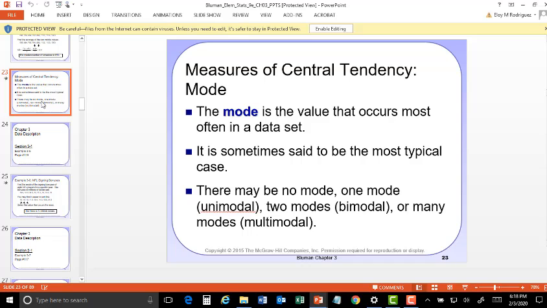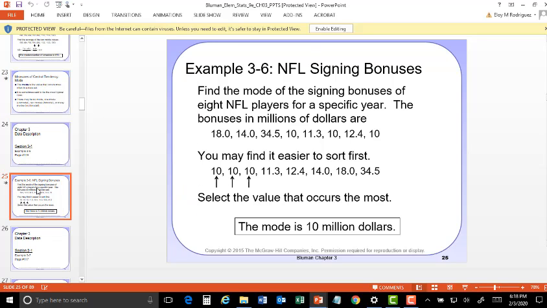The mode is which observation is repeated the most? The highest one would be mode. Okay, what is this? See the 3 tens? That's your mode.